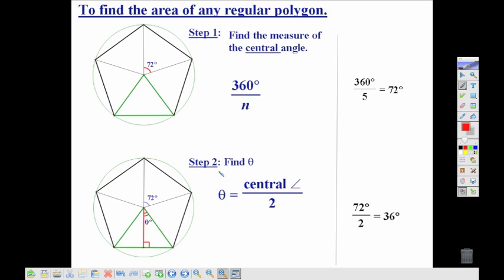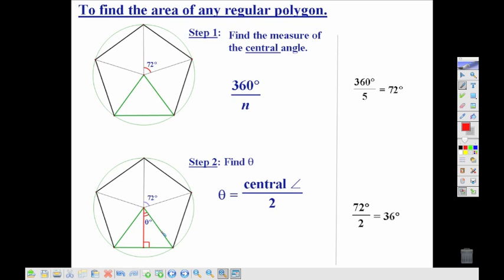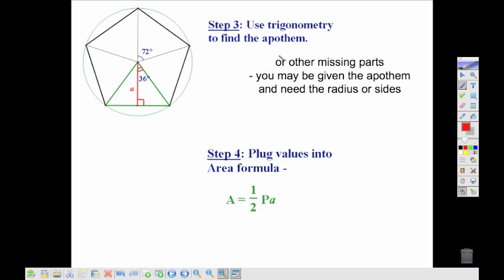In my second step, I need to find this angle right here. The reason we're finding that angle is we're going to be able to use sine, cosine, and tangent, which is our next step. So to do that, we know that since these are isosceles triangles, because they're all a radius of our circle, we can just divide it by 2. So if this one was 72 degrees here, we divide it by 2. This little angle here would be 36 degrees. That helps us because now we can use trigonometry to find our side, or if we have the apothem, it'll help us to find parts over here.